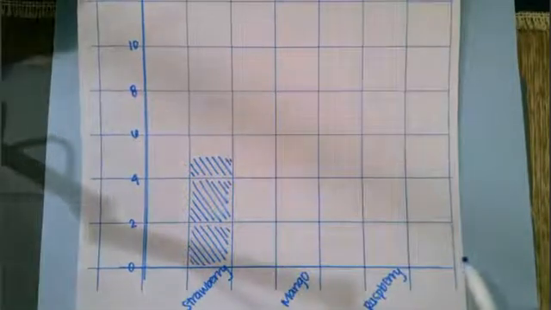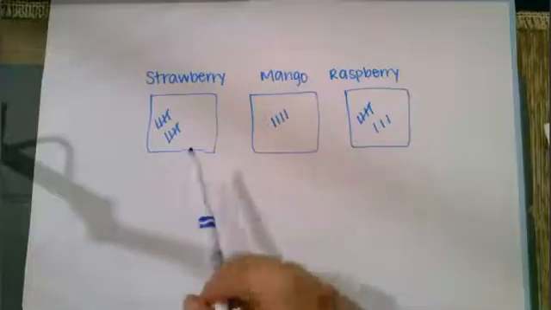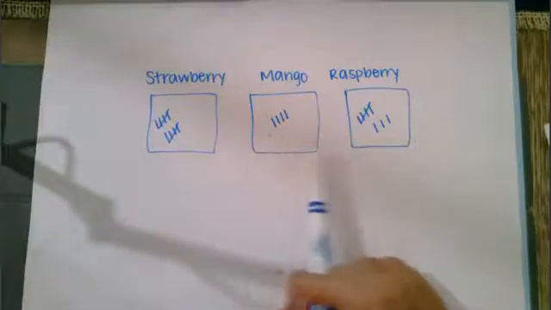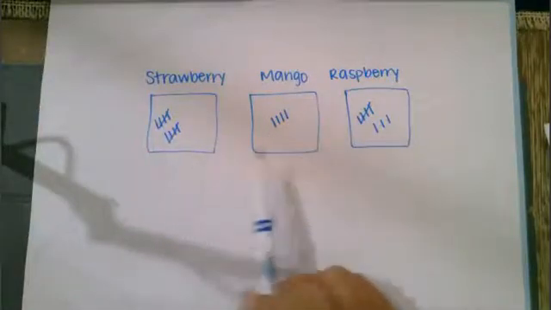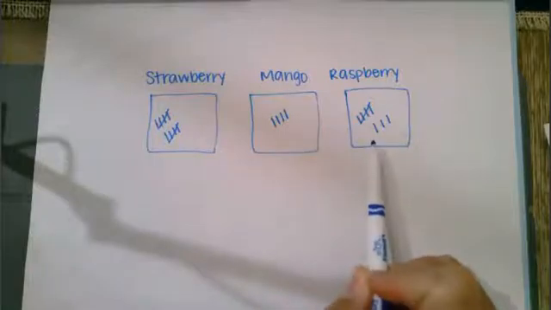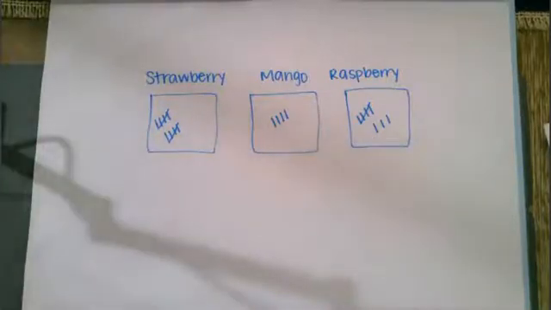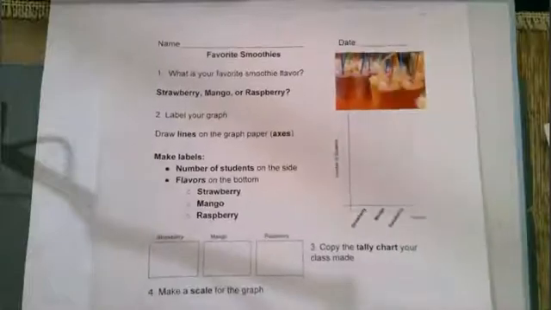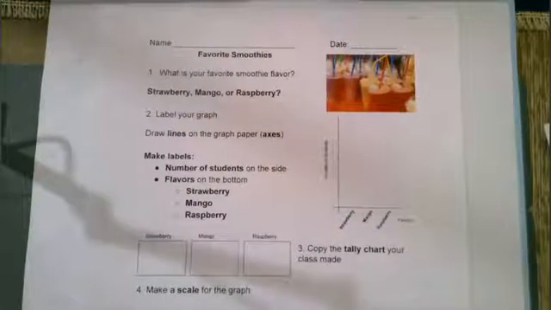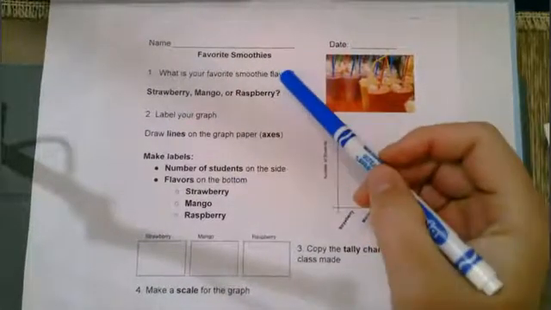Let's look at the data from our class. Okay, when we surveyed our class, this is what we got. 10 of us liked strawberry, 4 of us liked mango, and 8 of us liked raspberry. You're going to use that data to complete this task, favorite smoothies. We've already done the first couple questions.